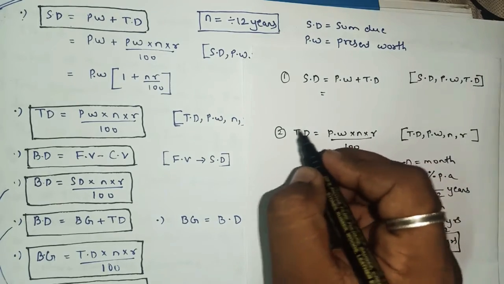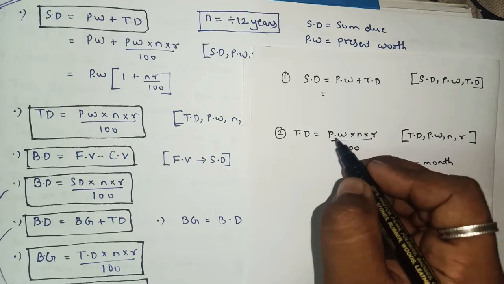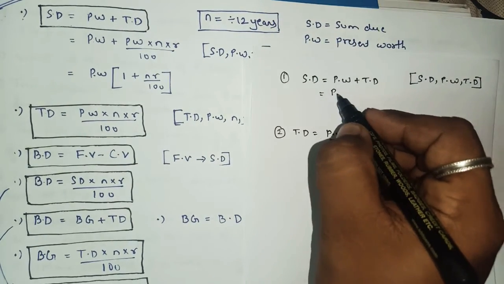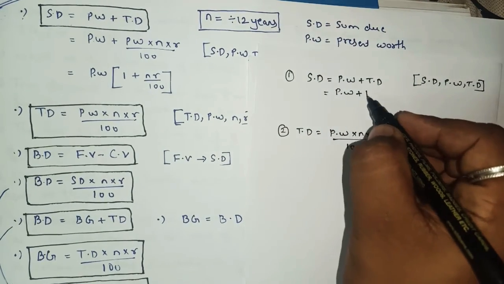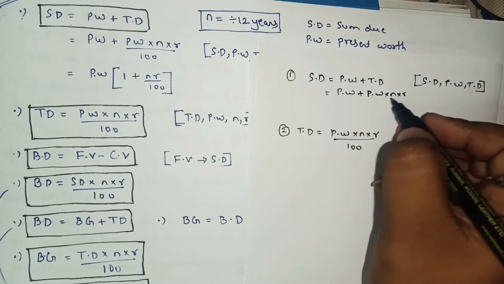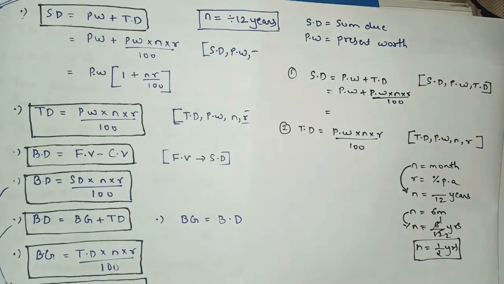Now listen here. Suppose we have the value of TD. TD equals PW into N into R upon 100. If I substitute this TD value here, PW will stay as it is. In place of TD, we'll write PW into N into R upon 100. Now listen here.